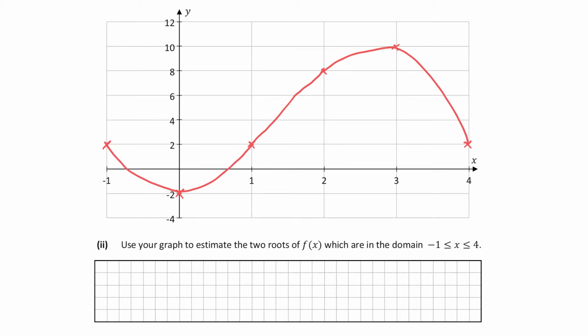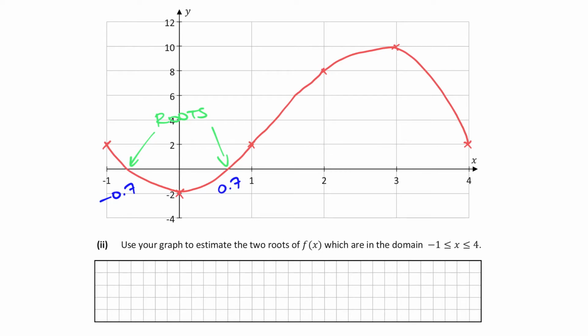So in part 2, it asks us to estimate the roots of f of x. Okay, so estimate the roots. So we know that the roots are where it cuts the x-axis. So they're the roots. Okay. So it cuts the x-axis there and there. And I'm going to estimate that those 2 points are roughly, approximately, you could say, minus 0.7 and plus 0.7.